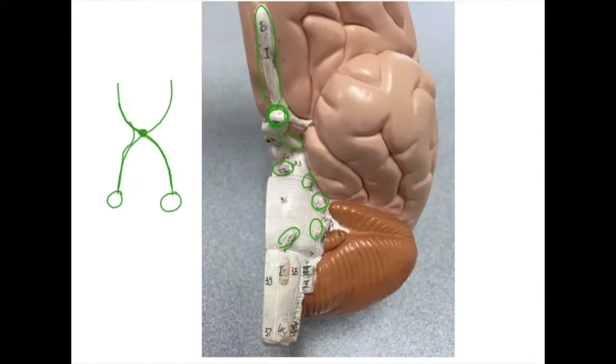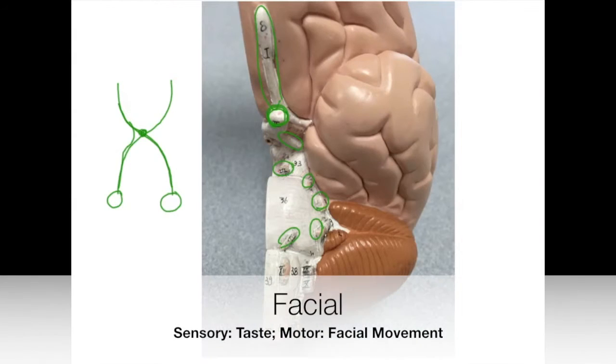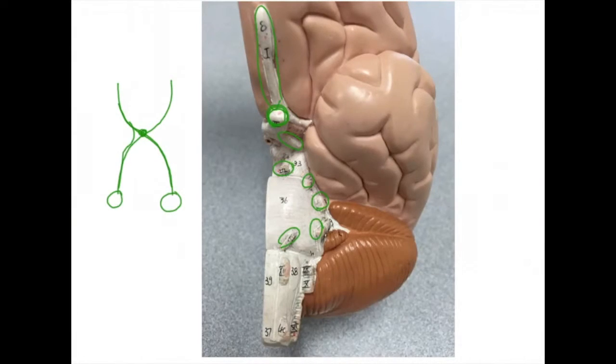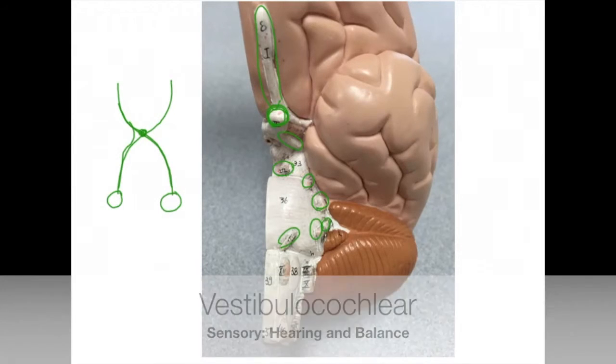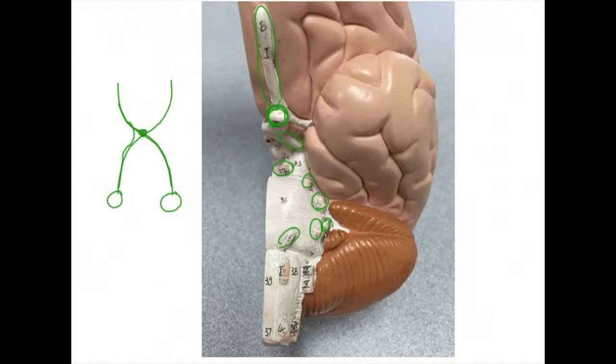Here's cranial nerve 7, also known as the facial nerve. It has a sensory function, which is taste, and it has motor function as well. The motor function controls your facial expressions. Here's cranial nerve 8, also known as the vestibulocochlear nerve. Its sensory function is hearing, and it also controls balance.